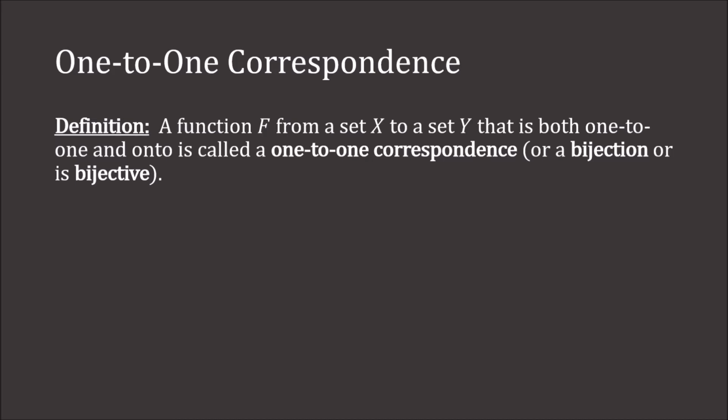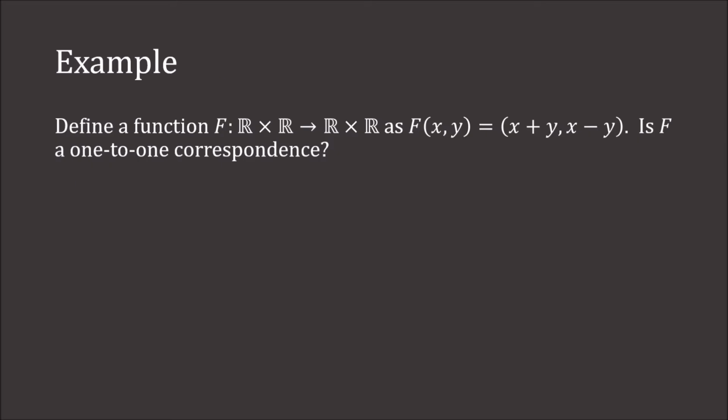So let's define a function big F from the reals cross the reals to the reals cross the reals as f of x, y equals x plus y, comma x minus y. Is f a one-to-one correspondence? Now, for simplicity, I'm going to rewrite the Cartesian product of the real numbers with the real numbers as R squared. In fact, that is a very commonly used notation. That is just the set of all ordered pairs such that the components are real numbers.